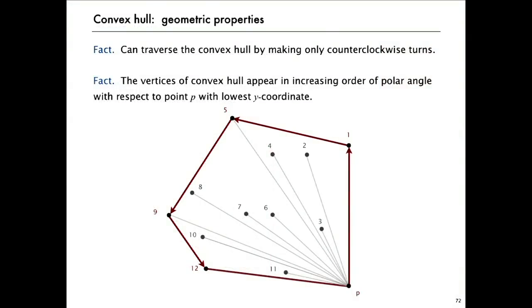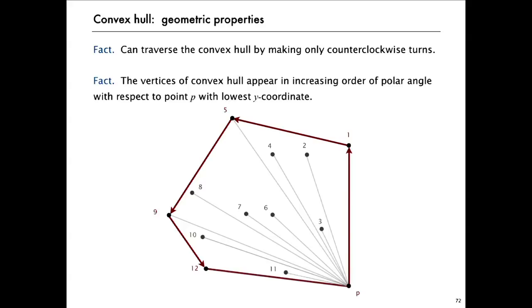Now these are things that have to be proven, and we're not going to get into the details of geometric proof, but they're intuitive, and you'll certainly have no trouble accepting that these things are true. One thing is that you can traverse the convex hull by making only counterclockwise turns, or left turns if you're looking at the screen here. So if we travel from P to point 1, then we make a left turn to go to point 5, or a counterclockwise turn, and then from there we go to point 9 and 12, and then we eventually get back to the start point.